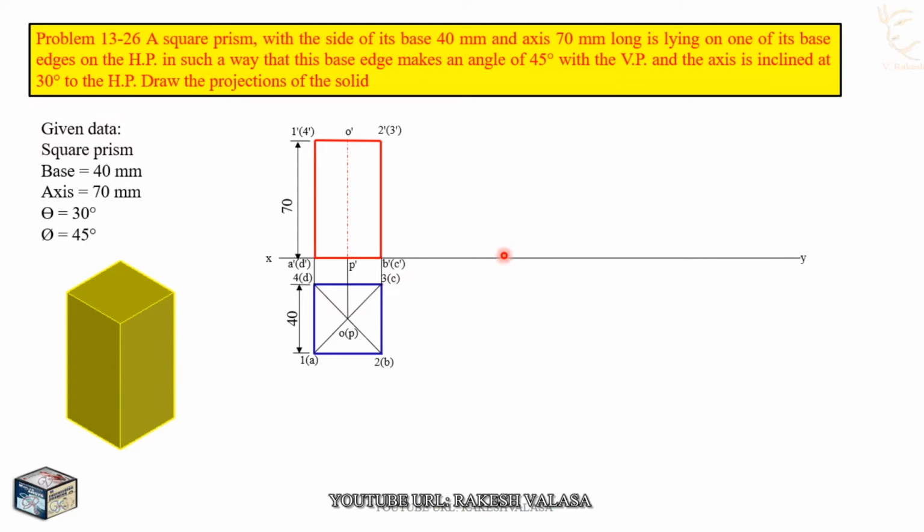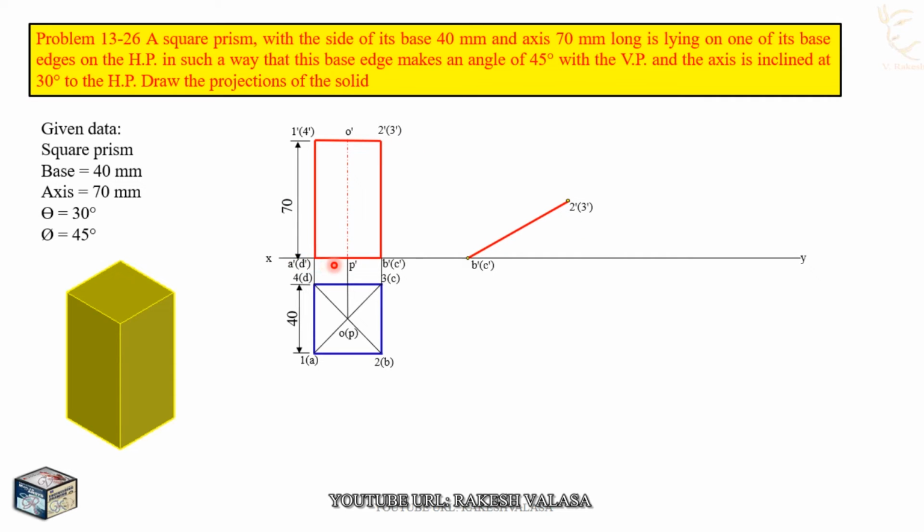So you can locate one point on XY. Let us take this is B dash of C dash. From this point draw the 30 degrees line. This length is equal to this axis length, that means B dash 2 dash. This is the 2 dash of 3 dash.